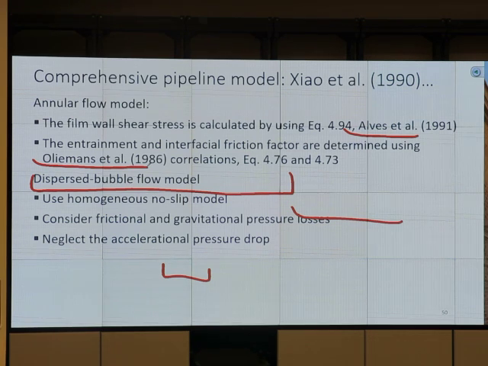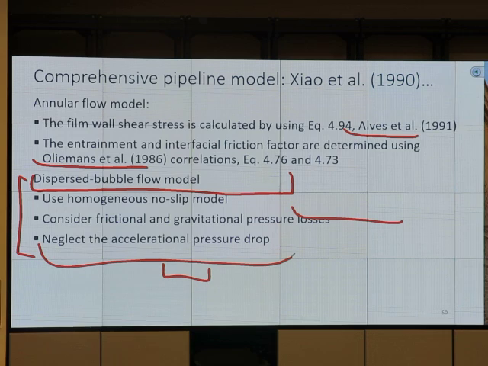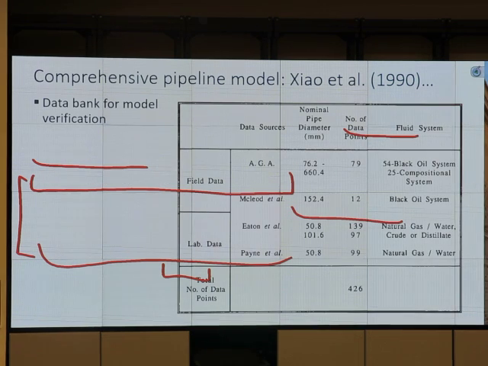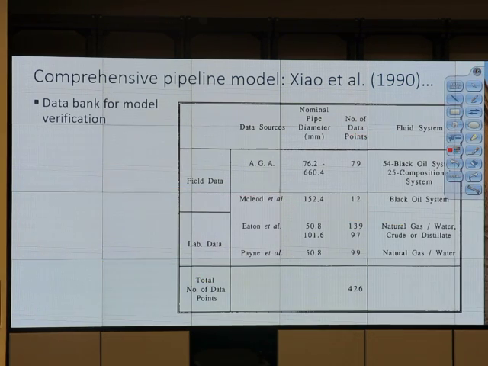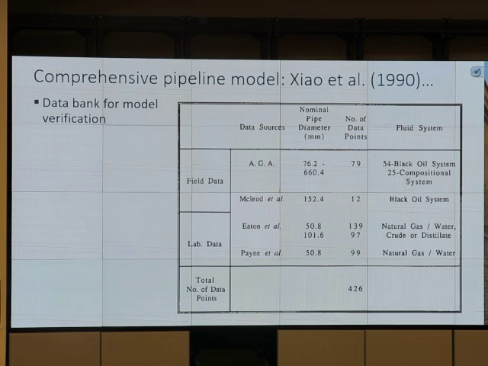For bubble flow, we already covered it. Use a homogeneous no-slip model. Consider frictional and gravitational pressure loss. No accelerational term. See? Neglect accelerational pressure drop. How good is that model? Okay, we have. We need to compare with what?